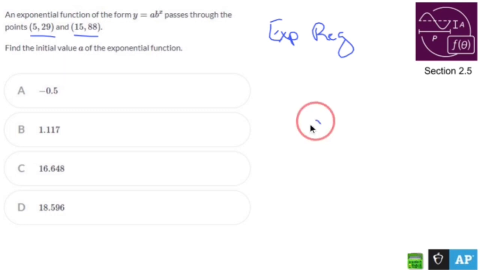So according to this, the a value that I got was 16.648, which is C. Pretty easy.